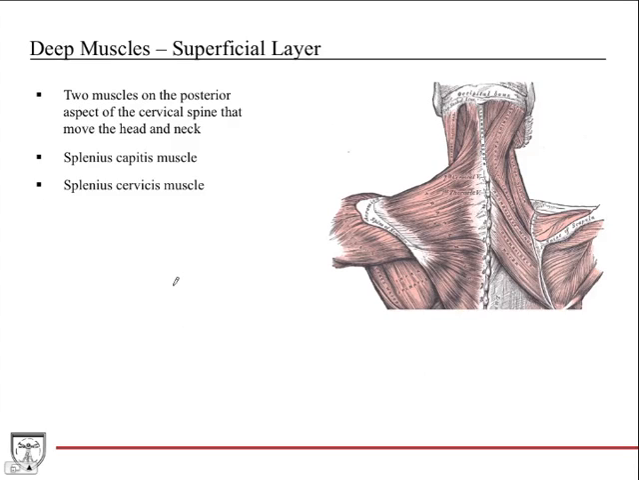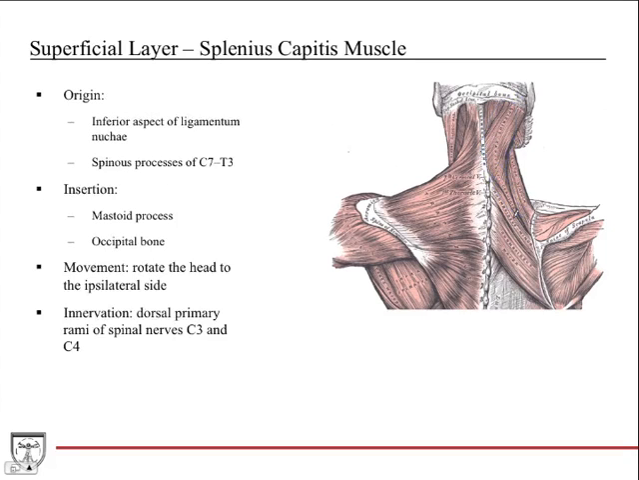So the superficial layer of the deep back muscles. These are two muscles on the posterior aspect of the cervical spine that move the head and the neck. You have the splenius capitis muscle here, and then the splenius cervicis muscle here. And we'll go through each of those.